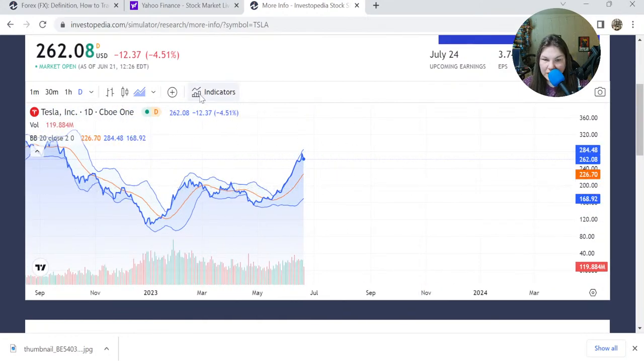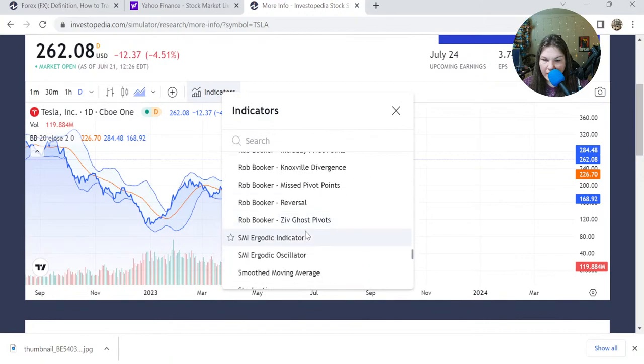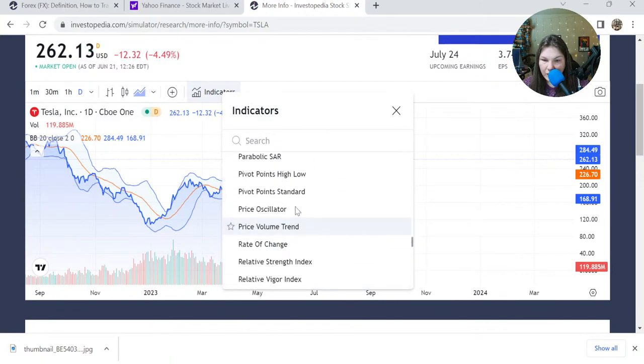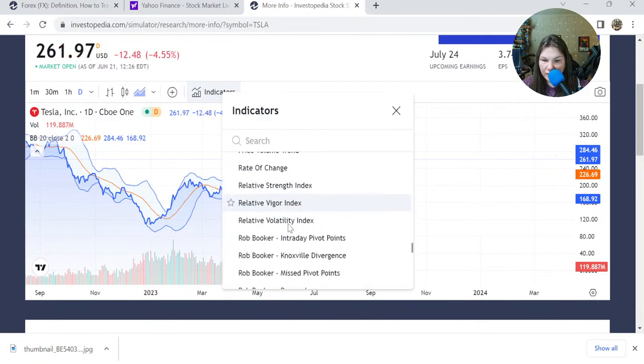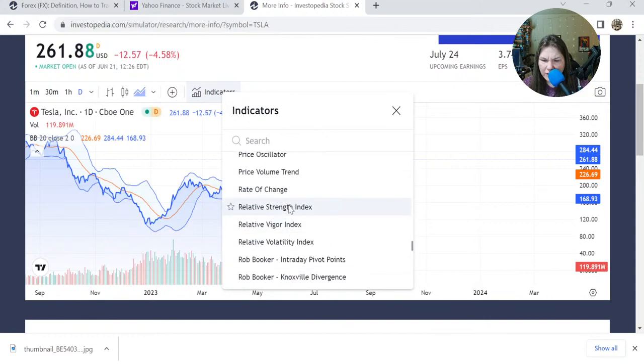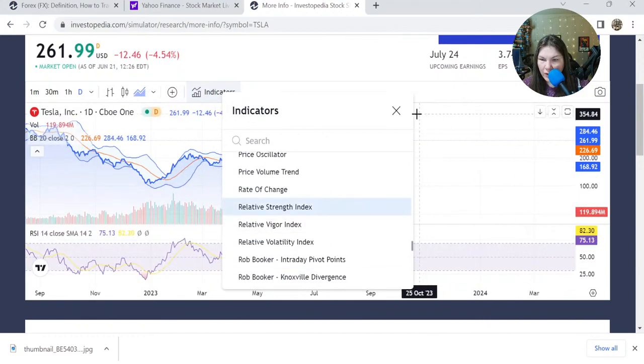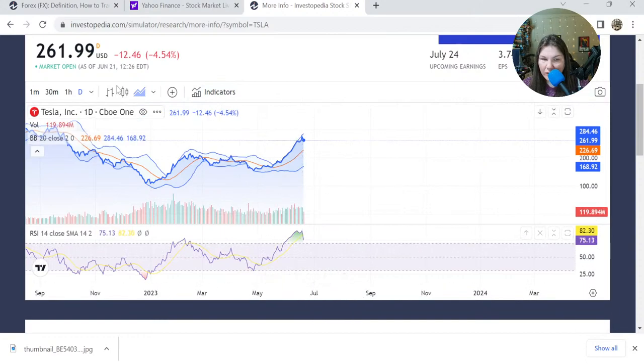So let us see, what is their RSI? They have a lot of indicators, guys. You could pretty much use any indicator on Investopedia. So you can see it went way over the RSI here, and now it's cut back down. So my thought is we're going to watch this, because most likely it's going to go down, guys.